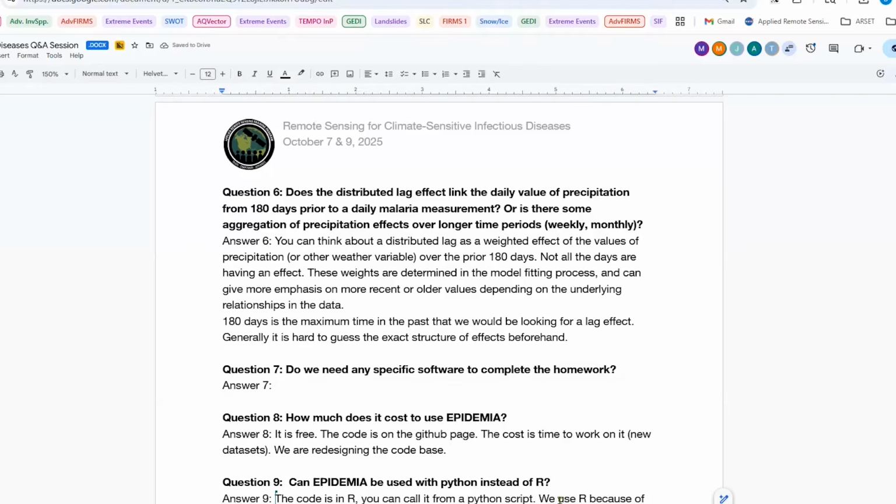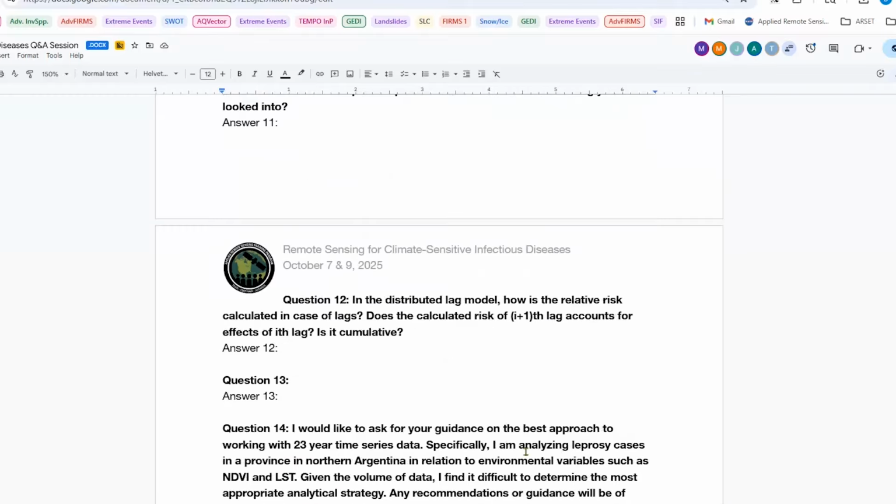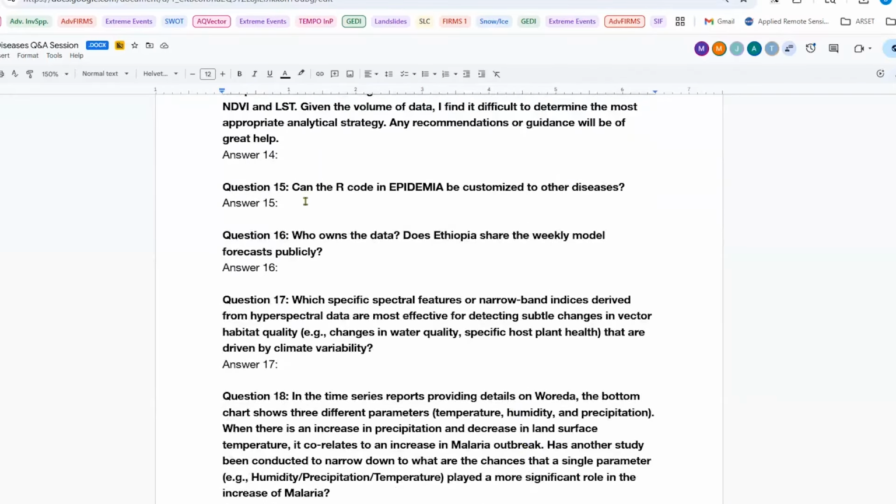Okay, so a related question is number 15. Can the R code in EPIDEMIA be customized for other diseases? Yes. There's nothing in the code that would make it work only with malaria data. In principle, none of the models are specific to malaria. They could use epidemiological data, case counts by week, for any disease.